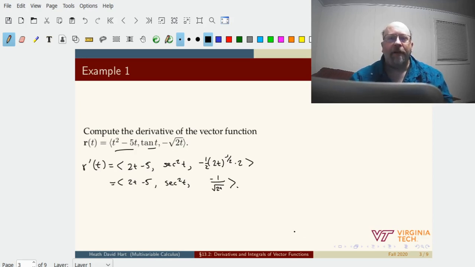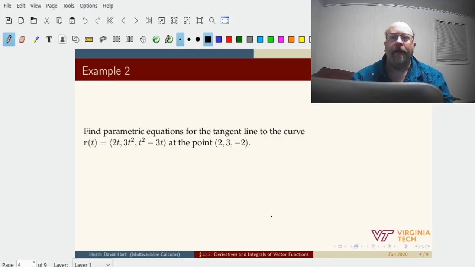Okay, let's move on to the next example. Let's apply this and find the parametric equations for the tangent line to this curve. One of the things we're going to need is the derivative of this vector function, which is 2, 6t, 2t minus 3.